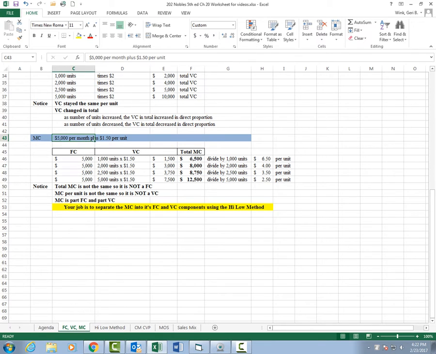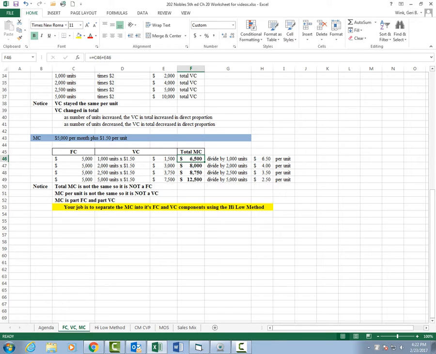So now we're going to have $5,000 a month plus $1.50 per unit. The fixed cost piece is going to stay the same per month. So it's $5,000. The variable cost piece is going to be the number of units times the per unit variable cost, $1.50, to get the total variable cost. And then we add the variable of $1,500 to the fixed of $5,000, and that gives us a $6,500 total.